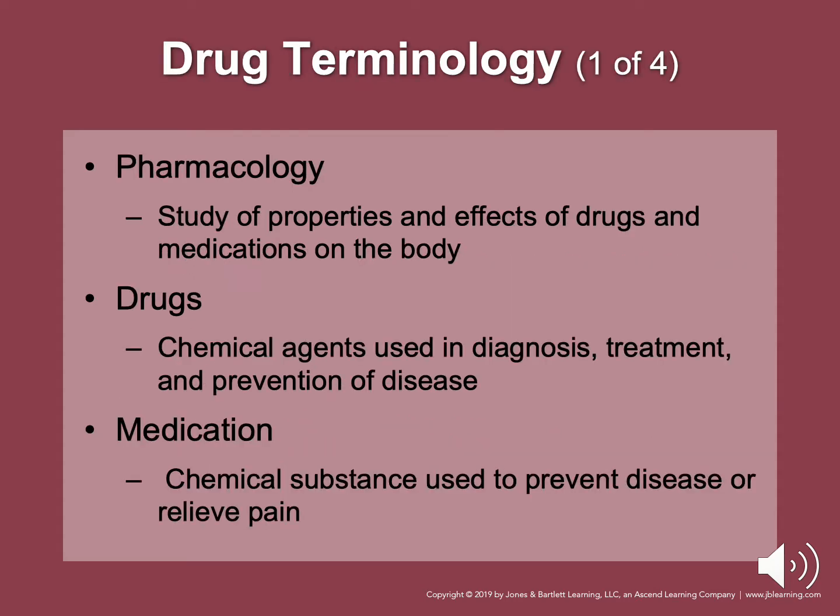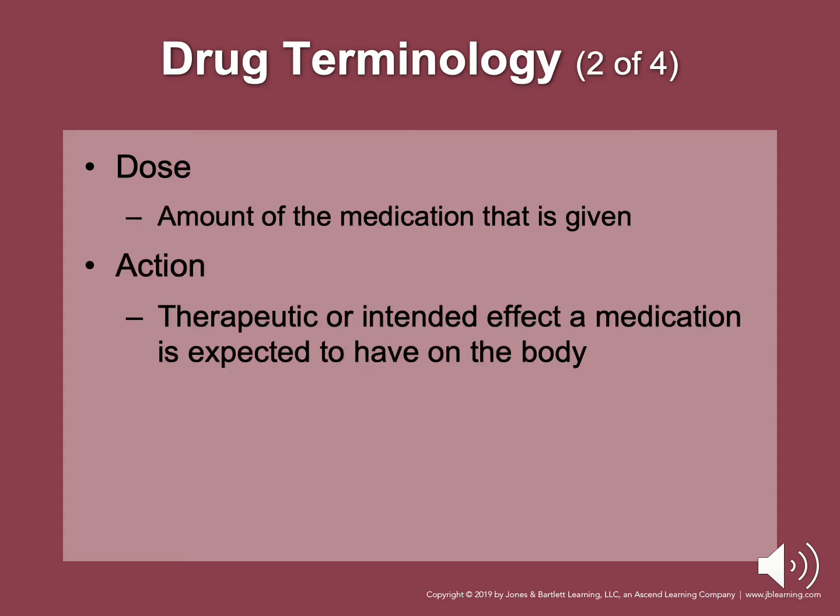Pharmacology is the study of properties and the effects of drugs and medications on the body. Drugs are chemical agents used in the diagnosis, treatment, and prevention of disease. And medication is a chemical substance used to prevent disease and relieve pain. A dose is the amount of medication that is given.